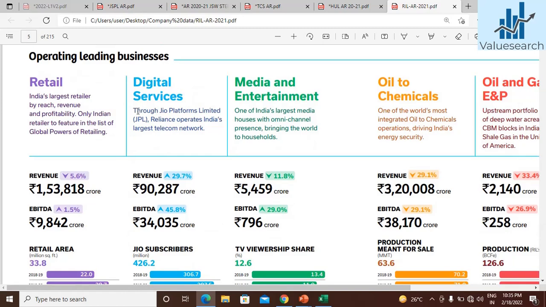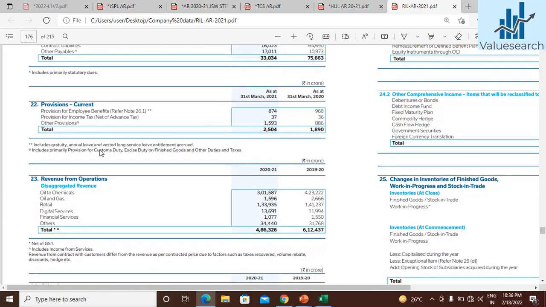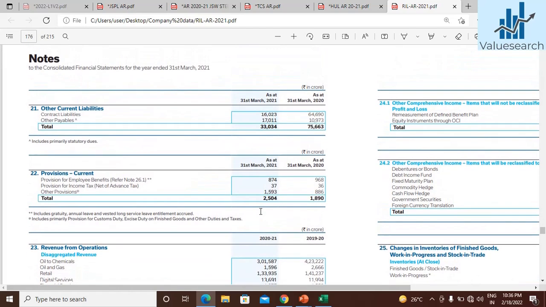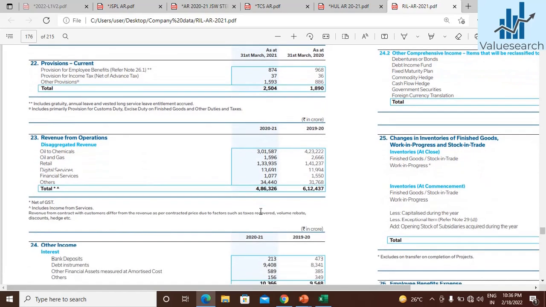Now digital services. Through Jio Platforms Limited, Reliance operates India's largest telecom network. So digital businesses, 90,287 crore rupees, they are saying they are earning as revenue from digital services business. But digital services business here, surprisingly, is only 13,691 crore rupees. Then you have financial services, then you have others of 34,440.